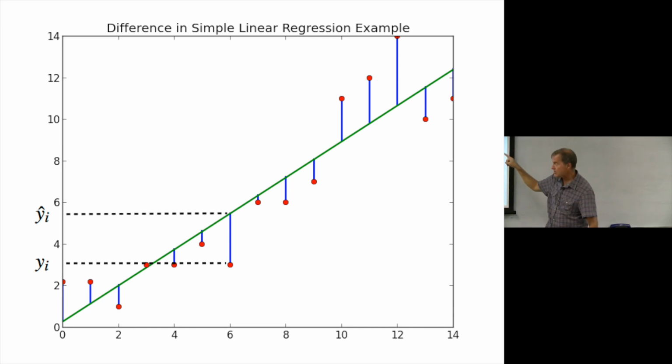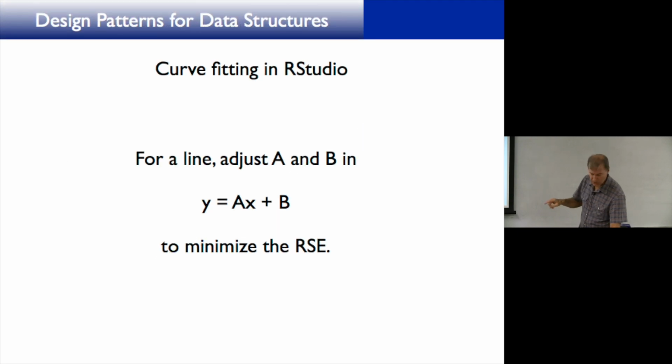So that's the slope and the intercept to make those sums of all those squares, divided by the degrees of freedom, square root, the smallest possible. Does everybody see that? Does everybody understand how that works? All right. So that's why we adjust A and B to minimize the RSE. But this is a feature of R. R can do this for us automatically. We don't have to pull out our calculators and do all that. It's built in.